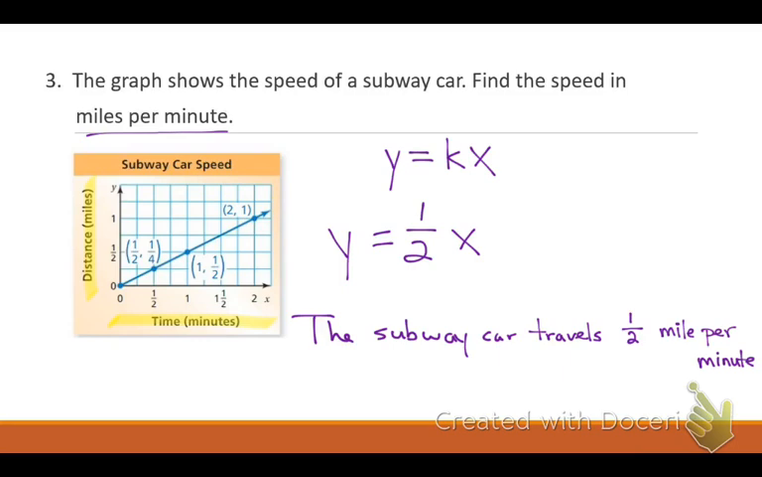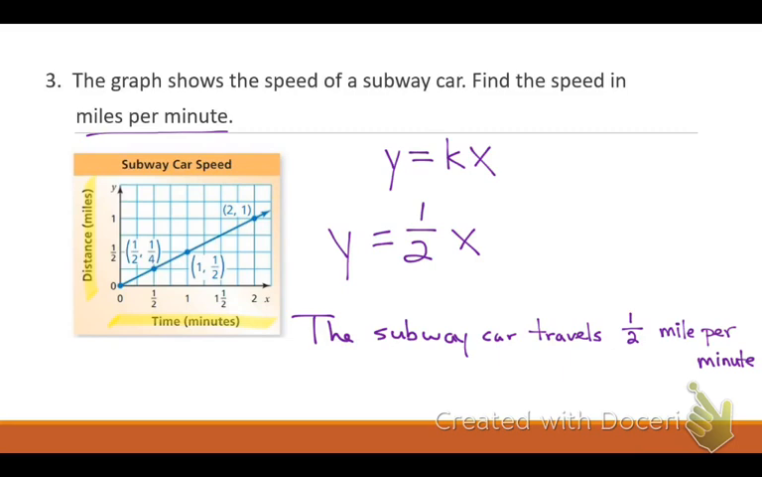For example, now that I know it goes 1/2 mile per minute, how far would it go in 2 minutes? A mile. How far would it go in 5 minutes? 2 miles. 2.5. Very good. So basically, however many minutes it travels, I take half of that value, and that's how far it went. Do you see that? So now x and y mean something to me. x means minutes, and y means miles. That's what we're doing with proportional relationships.